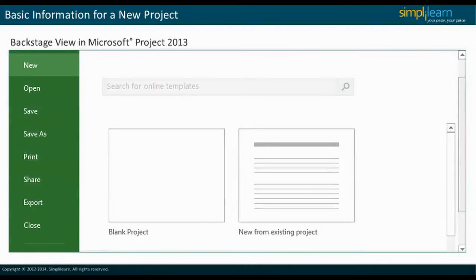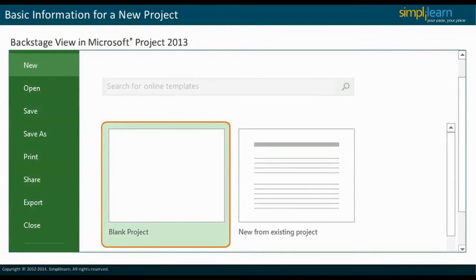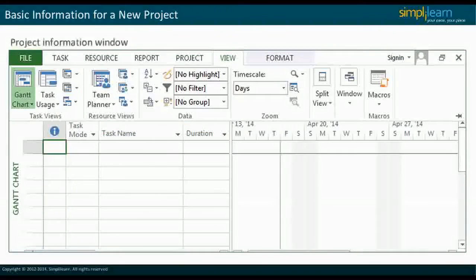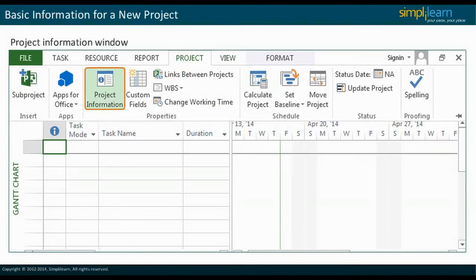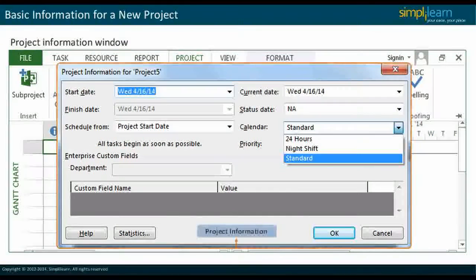A project manager can initiate a project in Microsoft Project 2013 by using the blank template option. The project manager provides the following information at the commencement of a new project. The various components of a project information window are highlighted on the screenshot. Project information. This provides the overall information of the project.